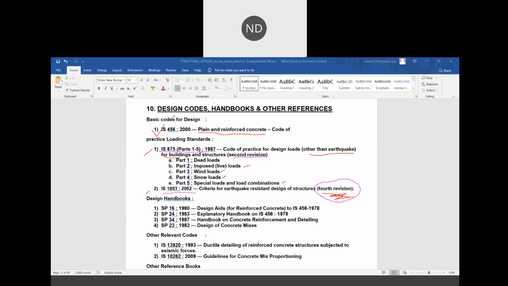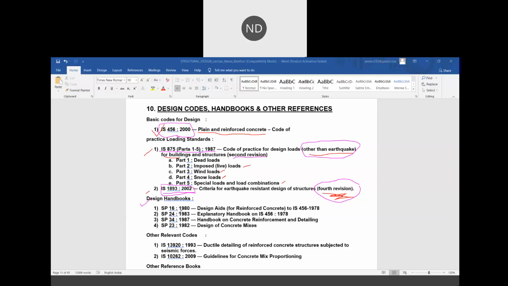So what is the IS code for RCC concrete, for any kind of design? It is IS 456 2000. Then we have IS 875 part 1 to 5, 1987 for loads, and this is the second edition. Then for the earthquake resistant design of buildings or structures, this is the fourth edition, IS 1893 2002.